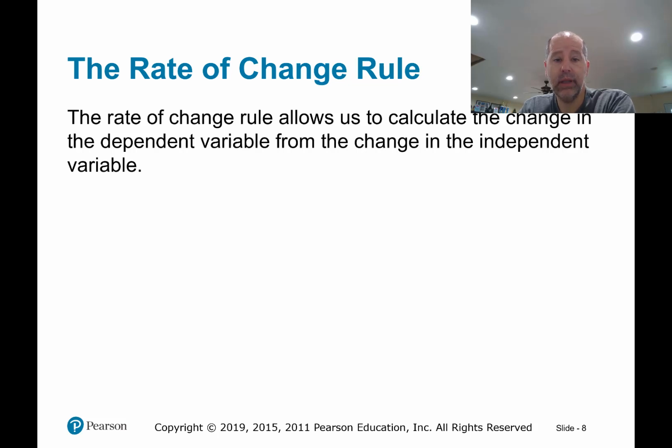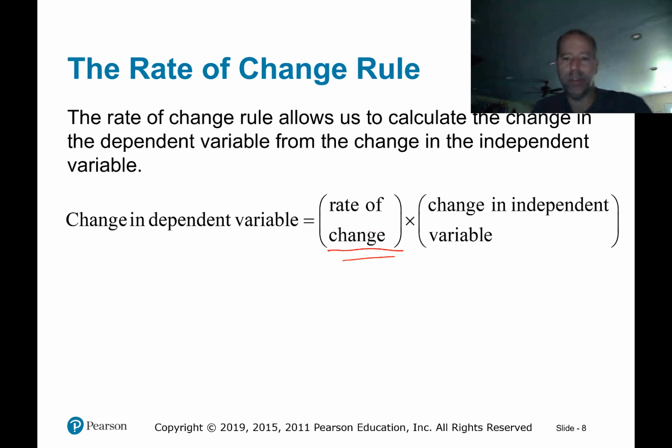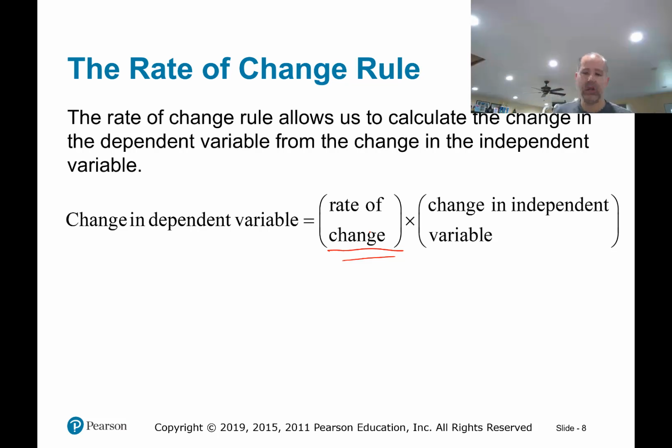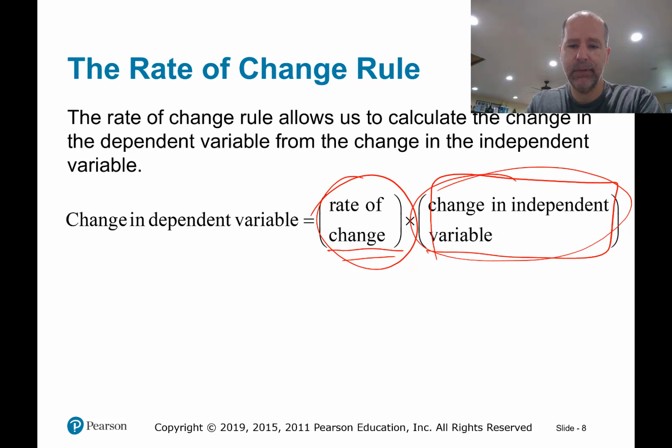Now, the rate of change rule allows us to calculate the change in the dependent variable from the change that we see in the independent variable. So here's the change in the dependent variable. This is how we calculate it. So we find the rate of change. So we just did that. And then we multiply that by the change that we see in the independent variable. So we know how to find the slope, the rate of change here. And then if we know the change in the independent variable, we can multiply these two quantities to get the change in the dependent variable.